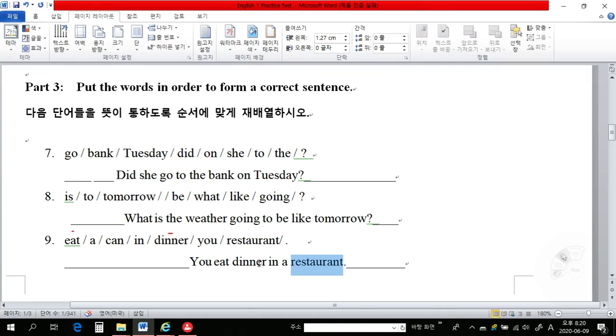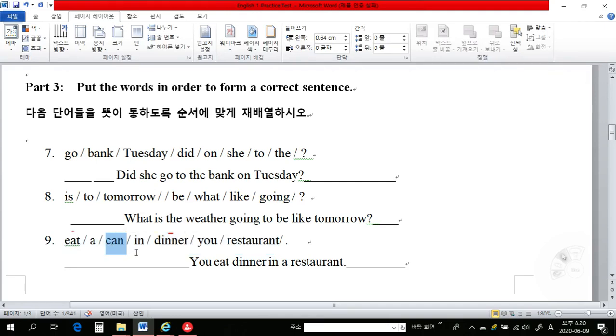1, 2, 3, 4, 5, 6. 1, 2, 3, 4, 5, 6, 7. Okay, so I'm missing a word. I've got 6 words here, but I've got 7 words here. Okay, so I think you can figure out which word I'm missing. I'm missing a modal, can.